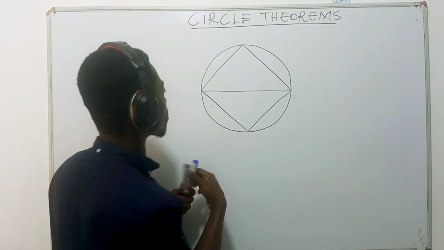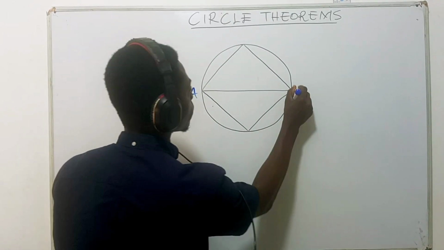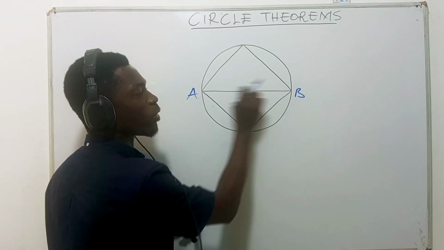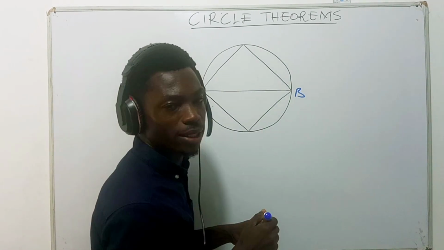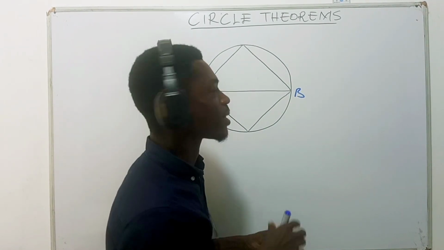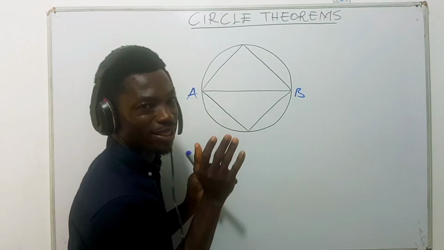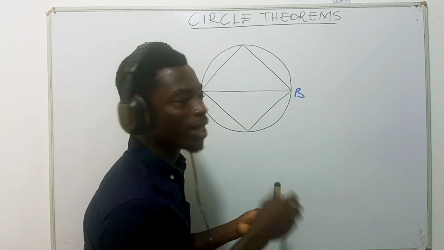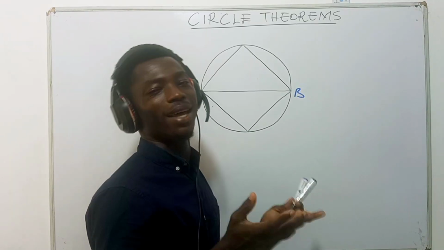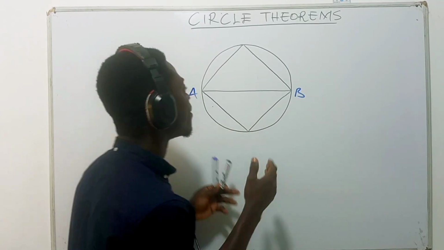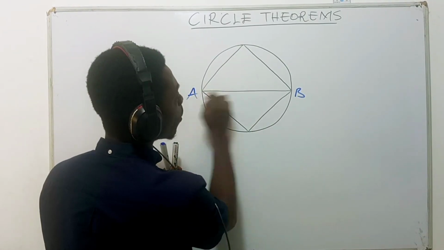Now let's consider this chord AB. All right, so this is the chord I'm talking about over here. But please note, it looks as if it is a diameter, but this is not a diameter. Why? Because we never mentioned anything like that. And I've already told you that if a diameter is not mentioned, do not assume a particular chord to be the diameter of the circle. So here we are. This is chord AB.